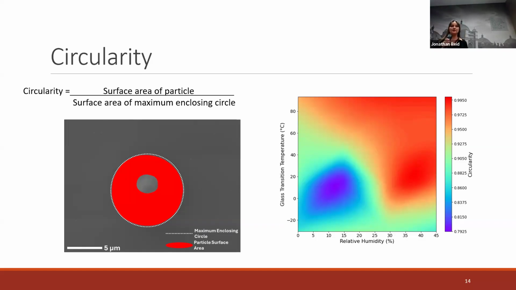And you can see that at the low glass transition temperature and low relative humidity, so the fastest evaporation rate, you get the lowest circularity, which is what you would expect. Moving to the high relative humidity and high glass transition temperature, you get the high circularity. And then there's a transition regime in the middle, with a high glass transition temperature and a high relative humidity. So this matches quite nicely the SEM images that I showed you in the last slide.